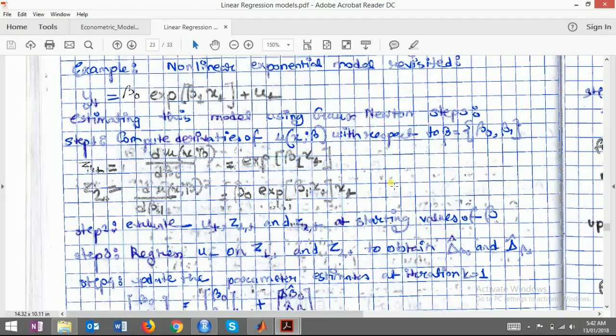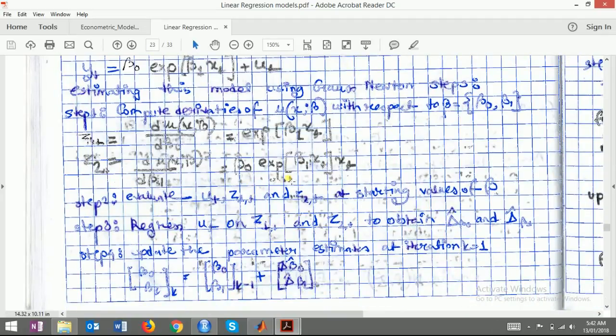We need to compute z1t and z2t, then evaluate ut, z1t and z2t at the starting values of beta. Now we need to regress ut on z1t and z2t to obtain delta hat beta naught and delta hat beta 1.